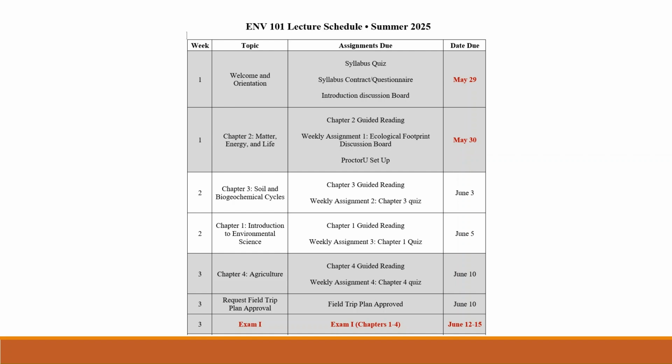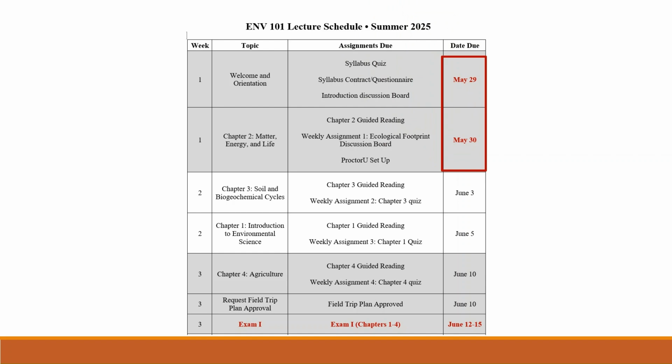So your chapter 2 material has to be done. It says chapter 2 guided reading. That means you're going to open up the textbook and answer the embedded questions in the textbook for chapter 2. And you will be doing your first weekly assignment, an ecological footprint discussion board. And then you need to set up your ProctorU. I'll navigate over to Blackboard later on, and you can see where all of these different assignments are. So just keep that in mind. We've got a lot coming up here for both May 29th and May 30th.